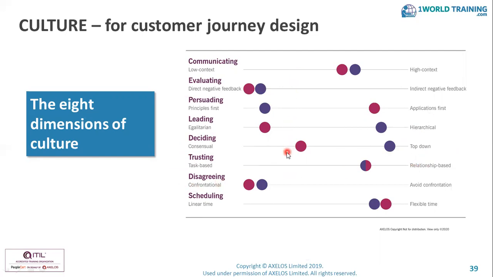Well, all of them are not on either side, but it's a range in each dimension. Disagreements may be direct or confrontational, or avoidance of the confrontation. And lastly, scheduling or timing may be inflexible or linear, or flexible.